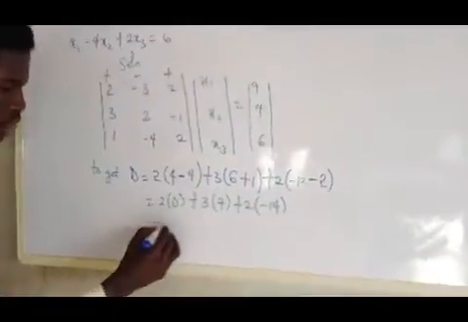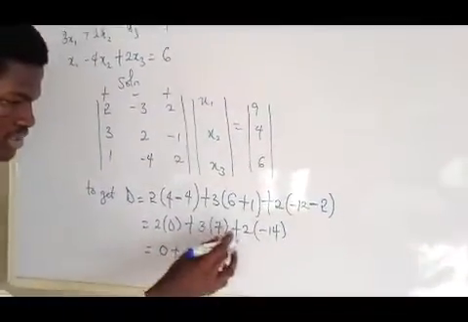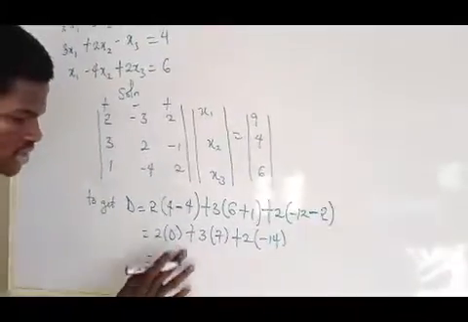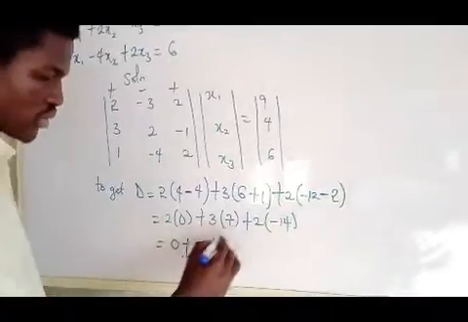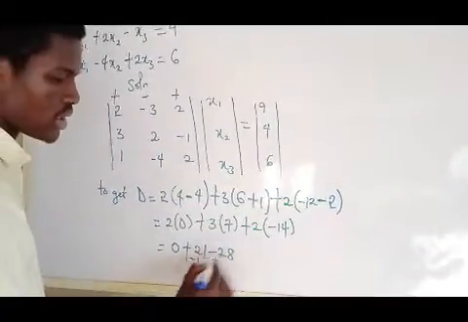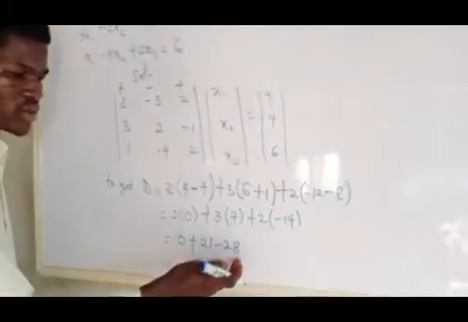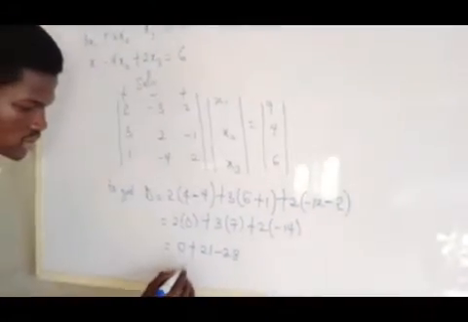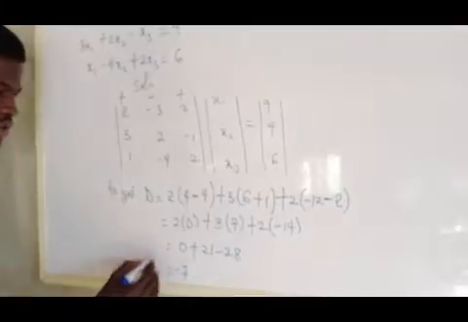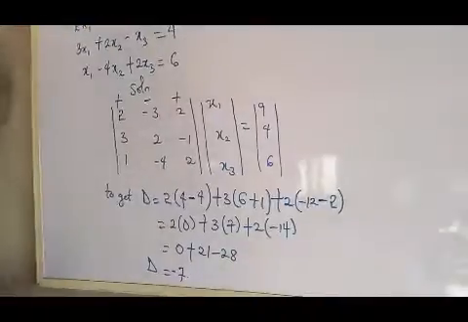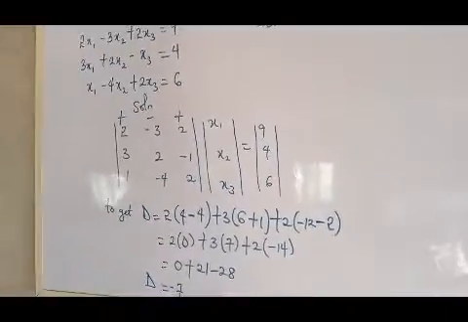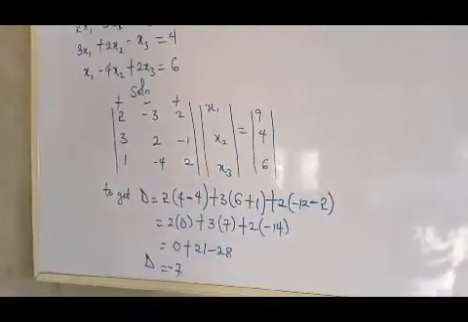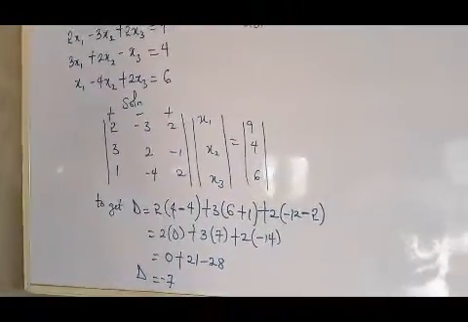Okay, so that will be what? 0 plus 3 times 7 is what? 3 times 7 is 21. Then 2 times minus 14 will give us what? Minus 28. That means our D is what? 21 minus 28 will give us what? Minus 7. So our D now is minus 7. Alright.